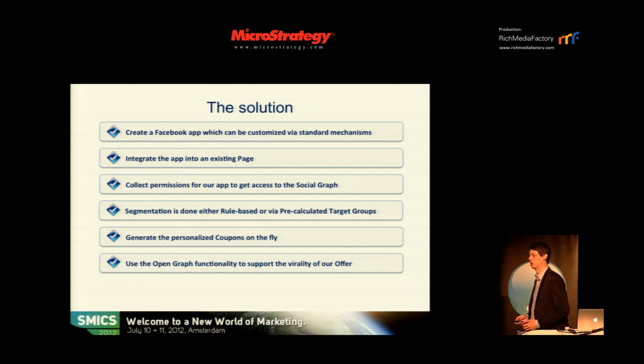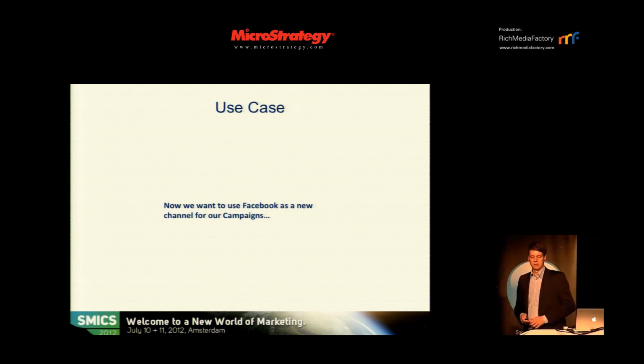We also want to use the Open Graph to provide support for the virality of these offers and coupons. If nobody sees that there are some great offers and coupons, and that you can really save money or get access to interesting products, this would only make half sense. So we said we want to integrate the Open Graph in all cases, and I will show later how this looks, in case you don't know. So, generally, we now want Facebook as a new channel for our campaigns.